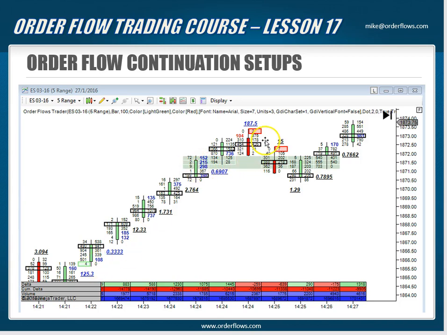I'm usually not a big person to get long in a buying imbalance, but this is one of those cases where if you have a tight stop, I usually like to get long in a buying imbalance. I'd prefer to get a little bit lower though. But if you have a tight stop, you can manage it, and it's going to give you a chance to get back in on the move back up.